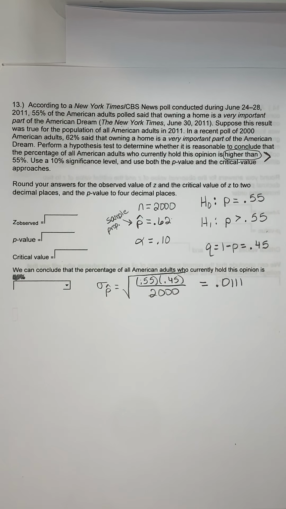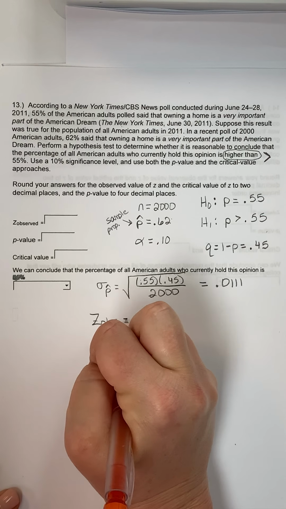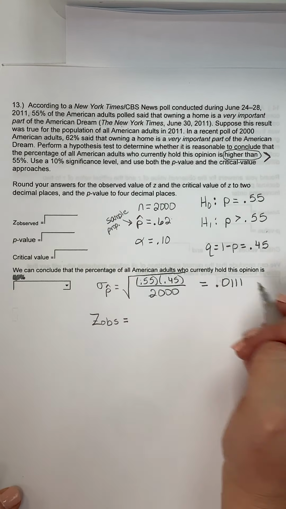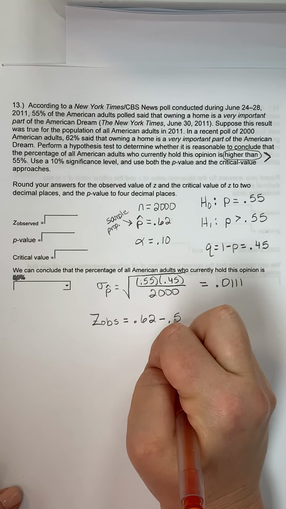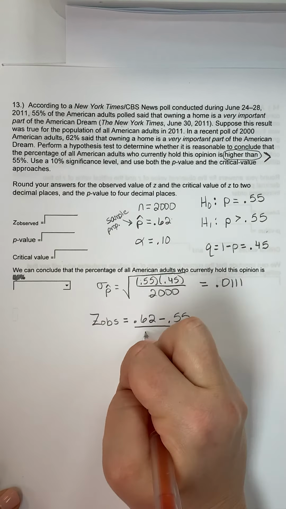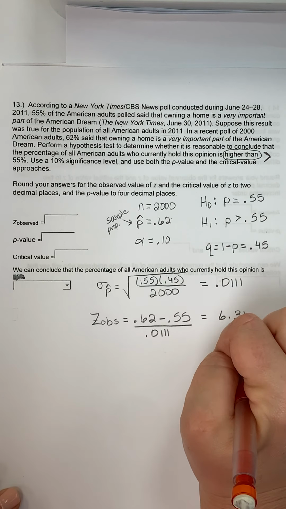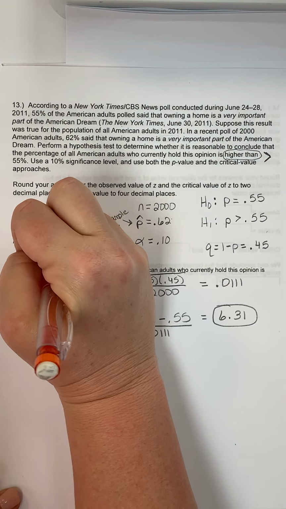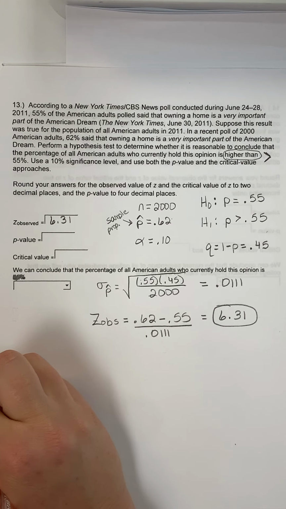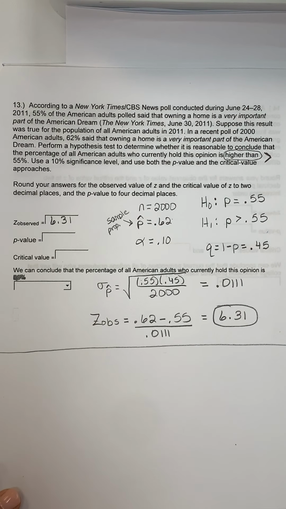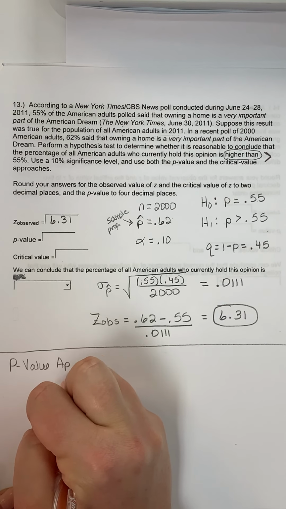We get 0.0111. Now, if I find z observed, I'm going to have p hat minus p divided by sigma p hat. And I get 6.31. That is my z observed value. Now, we want both approaches, so we're going to take a p-value approach.